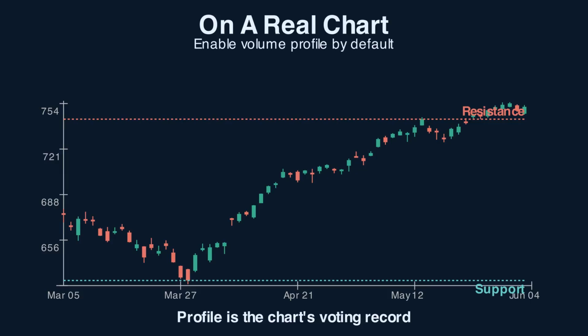Combine those with price action and you have a structural map that retail traders without volume profile literally cannot see. The profile is the chart's voting record on which prices matter. Read it and the rest of the chart starts making sense.